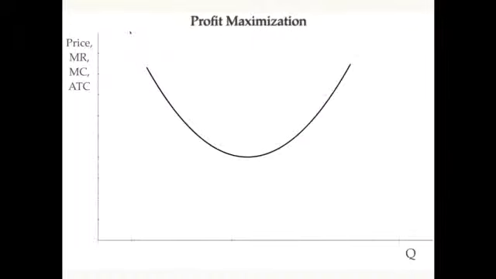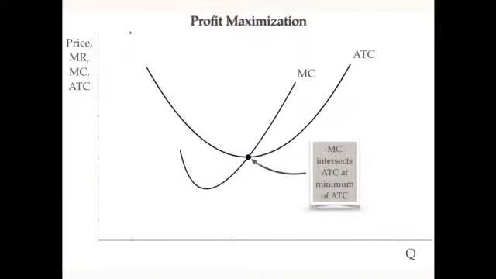So here we have average total cost, and again it's a U-shaped average total cost curve. We have a J-shaped marginal cost curve, and just make sure that you remember that marginal cost intersects average total cost at the minimum of average total cost.